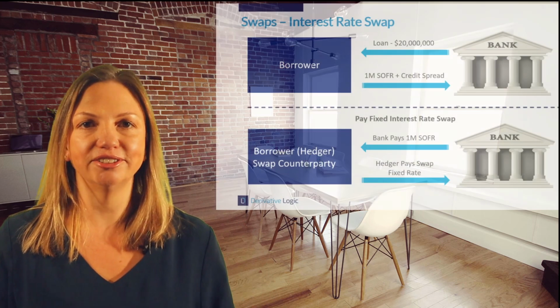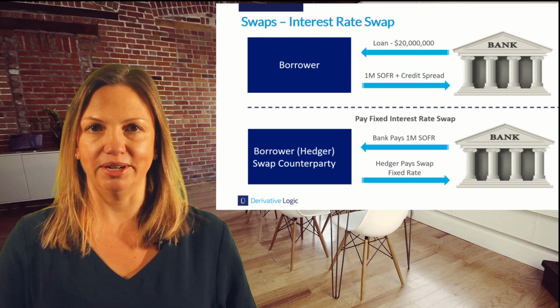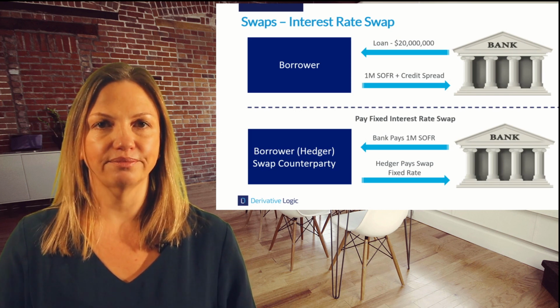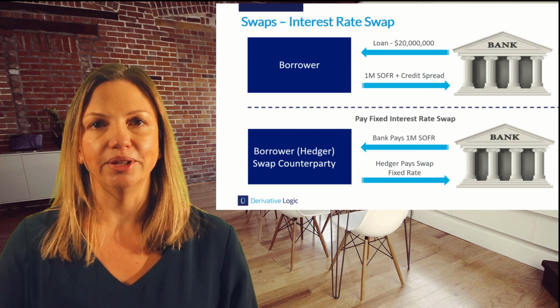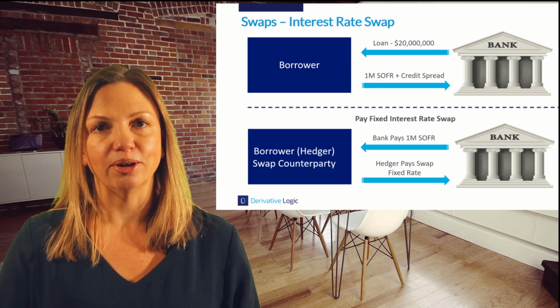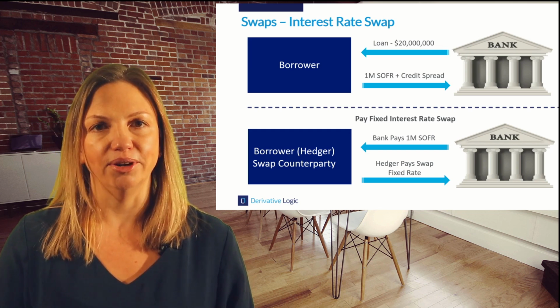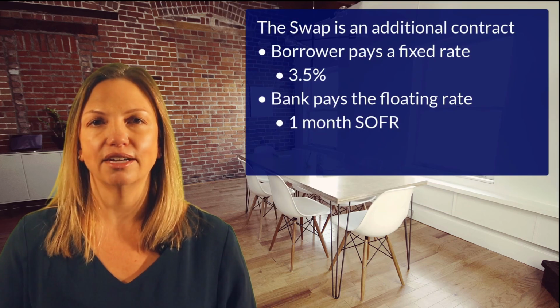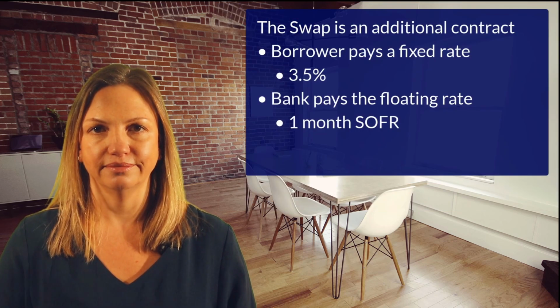They can enter into an interest rate swap with a swap counterparty where the two parties agree to exchange interest payments. The investor or borrower will now pay a fixed rate, and the swap counterparty will pay the investor a floating rate. The swap is an additional contract that does not alter the underlying debt facility.